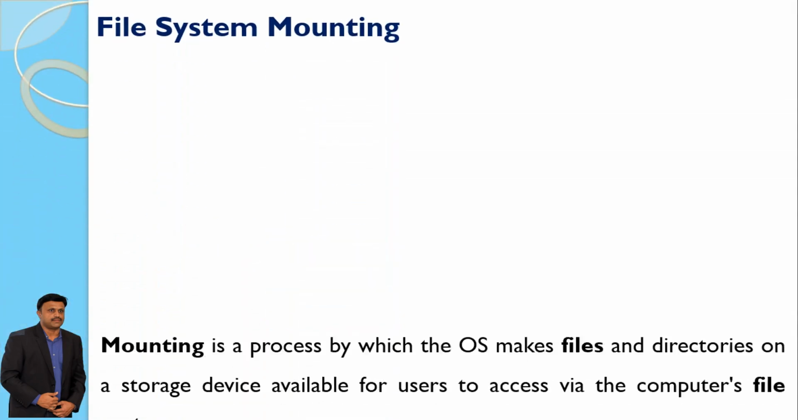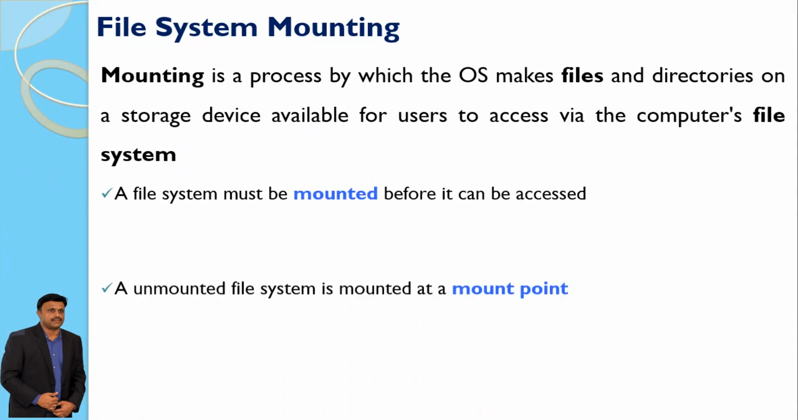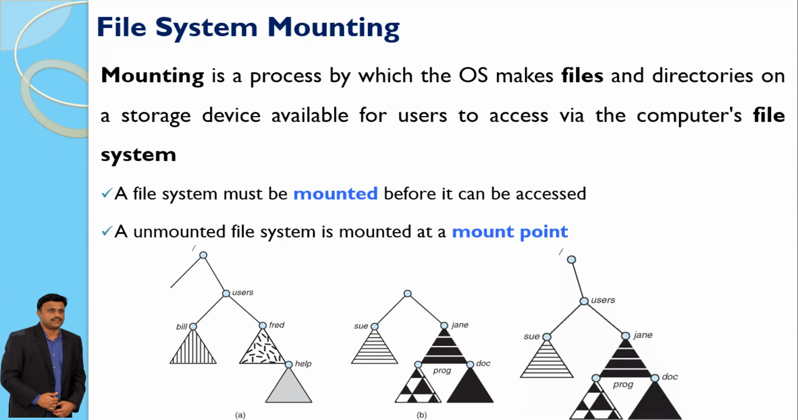Mounting is the process by which the OS makes files and directories available for users. A file system must be mounted before access, and it is mounted at a specific mount point.